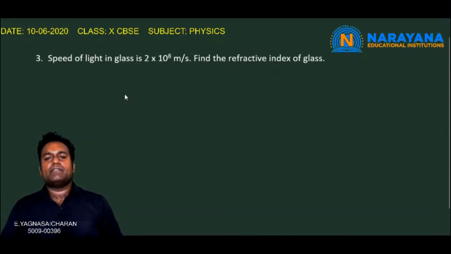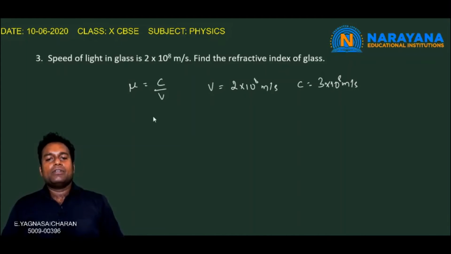Speed of light in glass is given as 2 into 10 power 8 meter per second. Find the refractive index of glass. So refractive index mu is equal to C by V. The speed of light in glass V is given as 2 into 10 power 8 meters per second, and the value of C is 3 into 10 power 8 meter per second. This is the speed of light in the vacuum. Therefore, the refractive index of glass mu G is equal to 3 into 10 power 8 by 2 into 10 power 8, so the refractive index of glass is equal to 1.5.